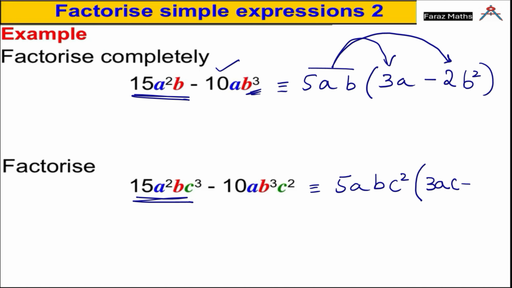And minus, 5 twos are 10. A is already outside. From b cube, b is outside, so it means b square is left, and c square is already outside. Now you can double check it. 5abc square times 3ac, that is 15a square bc cube, and then 5abc square times minus 2b square, that is minus 10ab cube c square. Okay, coming to the last question.